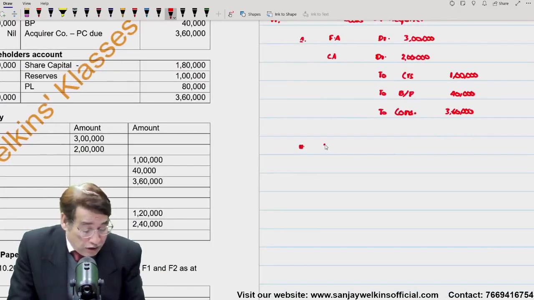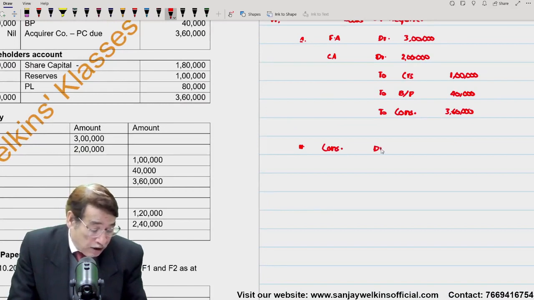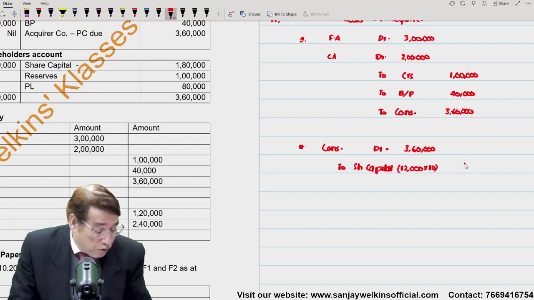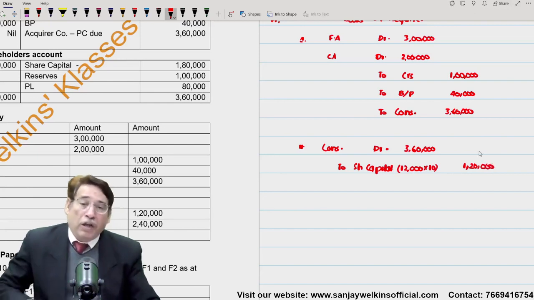We will discharge the consideration. In order to discharge the consideration, you are going to write 360,000 first of all. And then you are going to write here, to share capital. Remember, you are the entity which is issuing the shares. Obviously, you will have to reflect the nominal value and security premium separately. Now, 12,000 into 10, that will be equal to 1,20,000.